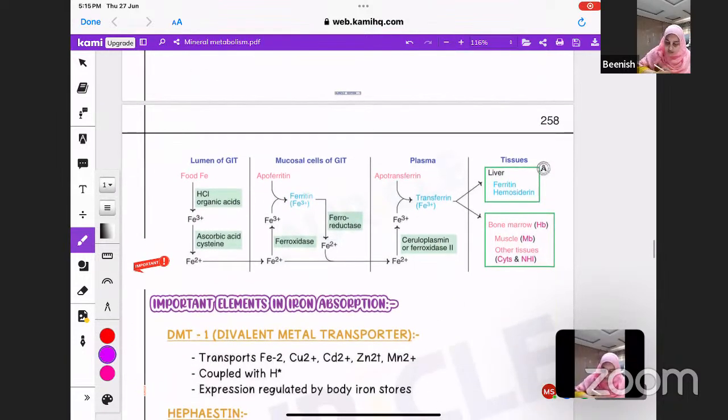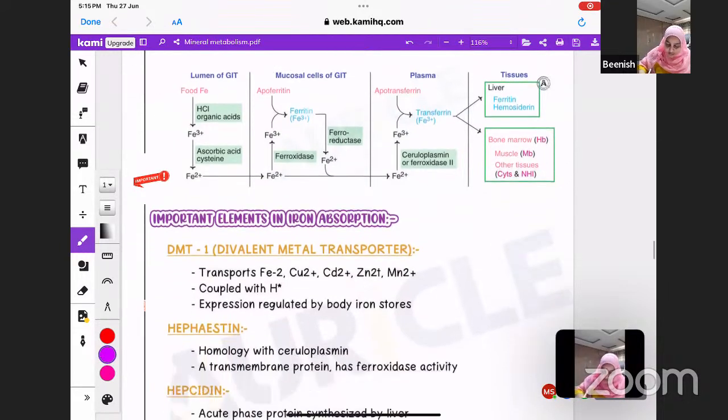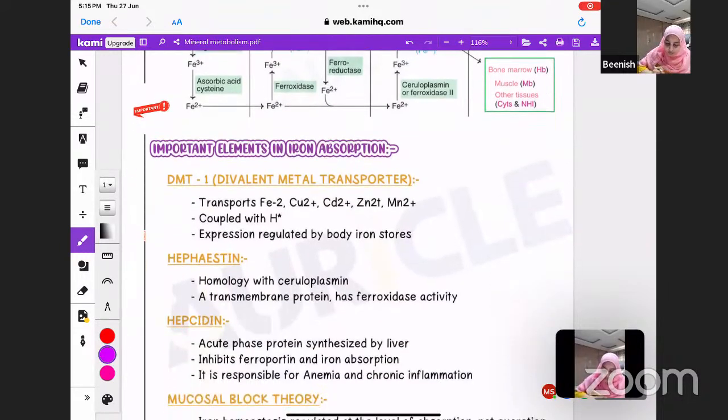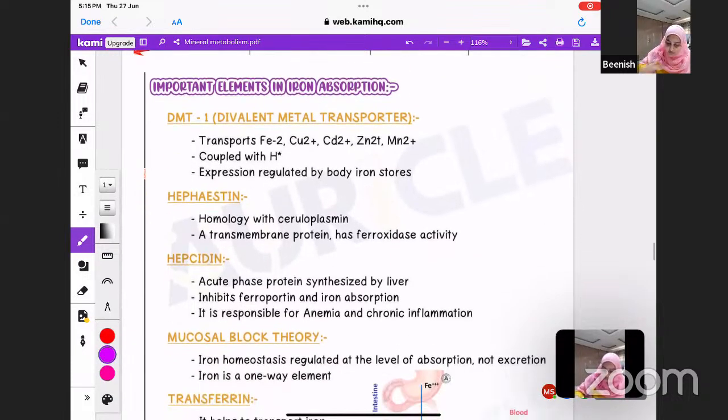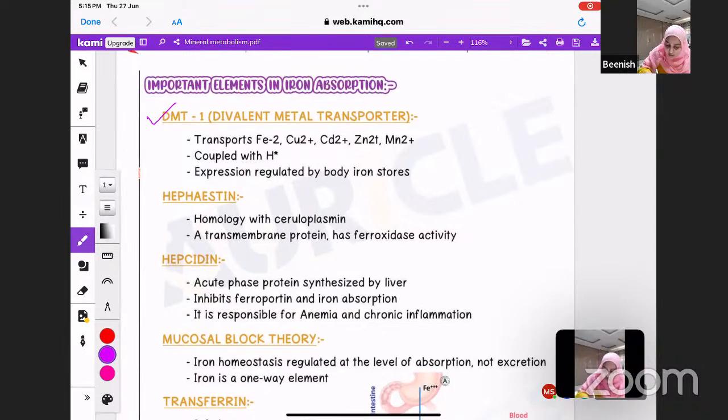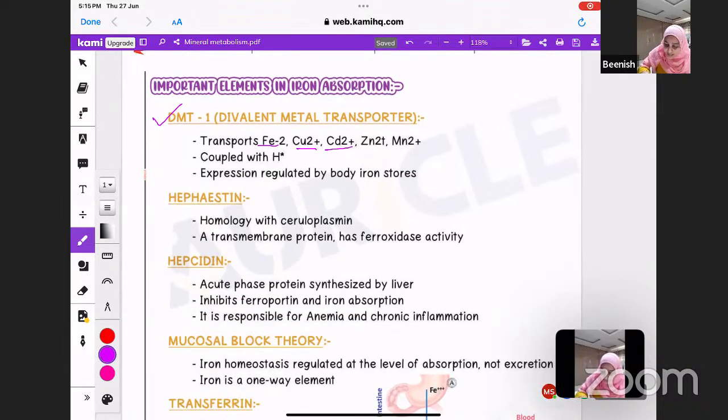So here we have this diagrammatic representation of the mechanism that I explained to you. Now talking about important terminologies or elements required in iron absorption, we've already discussed all of them. So let's just take them again one by one. DMT, that is divalent metal transporter. It transports iron, copper, cadmium, zinc, manganese, all of the divalent metals. Now it is coupled with hydrogen expression regulated by body iron stores.